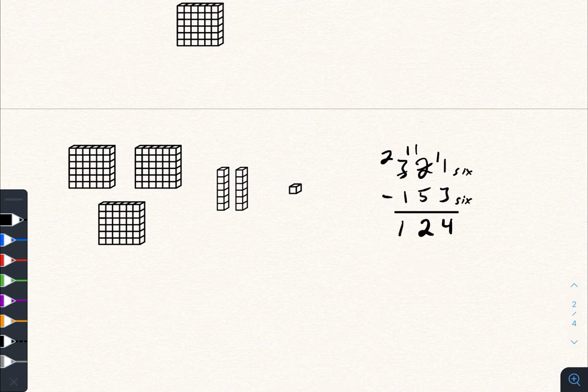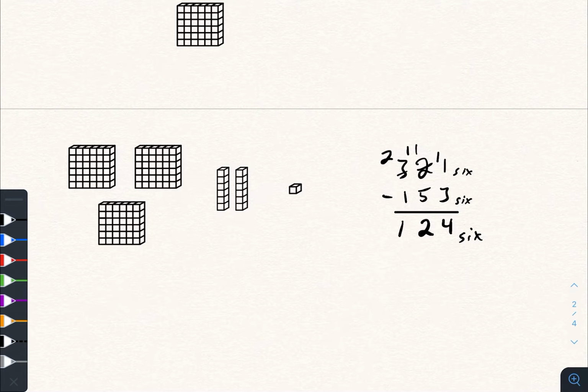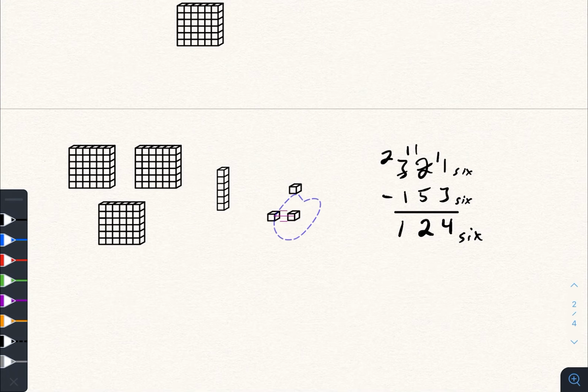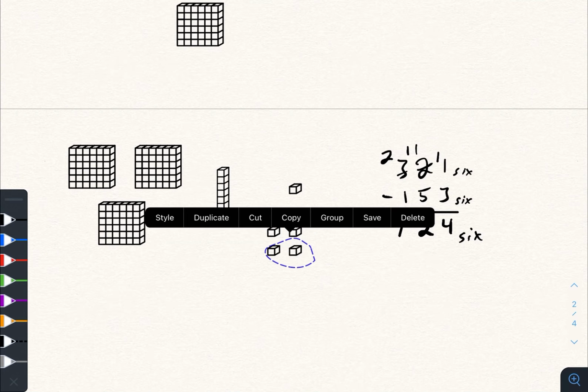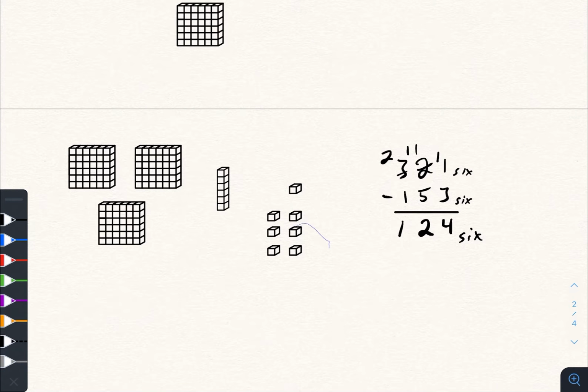And then 2 minus 1, I'm just taking away 100 from that, and so I get 124 base 6. And if I were to do this over here, just by doing exchanges, so if I want to exchange this for 6 of these guys, 2, 4, 6. So now I want to take away 3 of them. So take away 3 of them.